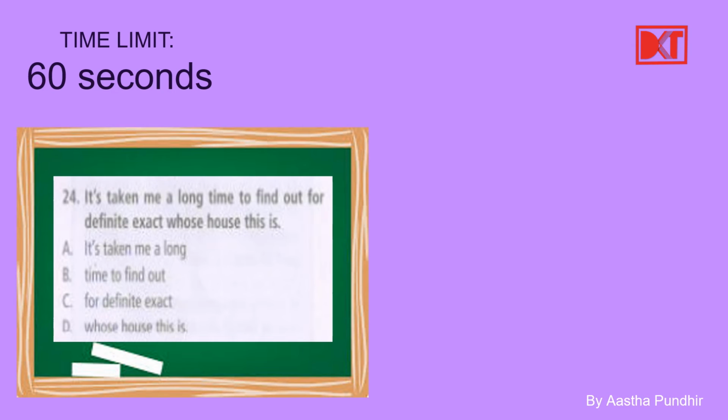Alright, here we have, it's taken me a long time to find out for definite exact whose house this is. Okay, now here we can sense some sort of absurdness here, to find out for definite exact whose house this is. I don't know what they're trying to say, but probably they're trying to say that it has taken me a long time to find out exactly whose house this is. Okay, so here definite exact, this is an absurd combination. All right.